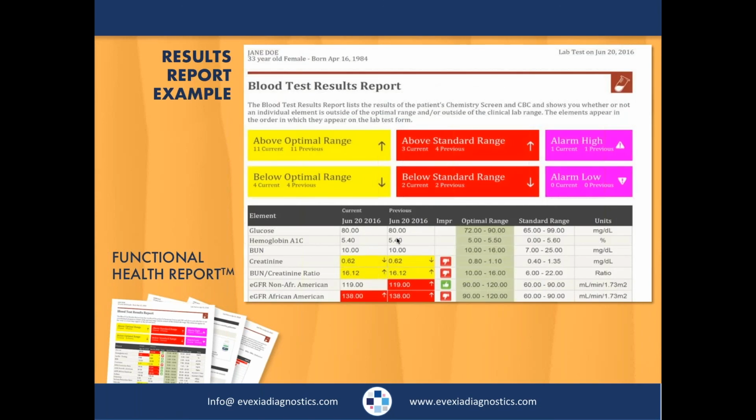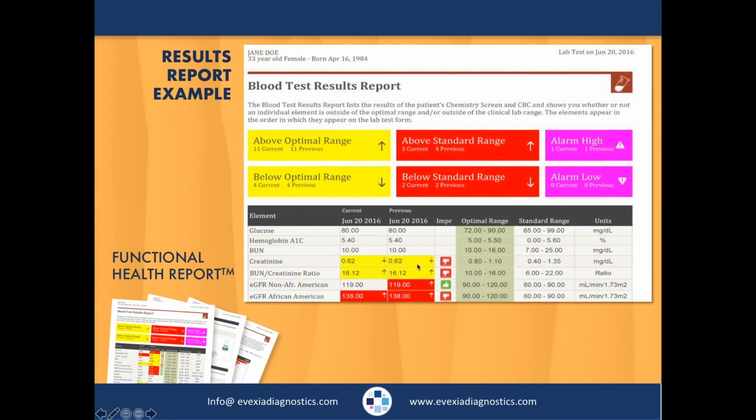So here is a look at the sample report that you'll get back. This is after the computer does its analysis. This is the blood report. This is just a part of that, as you can see here, just looking at glucose, hemoglobin A1C, blood urea nitrogen, creatinine, and so forth. It will look at certainly the optimal ranges, give you an assessment, look at the standard range. Here are the units of measure, and this is color-coded.